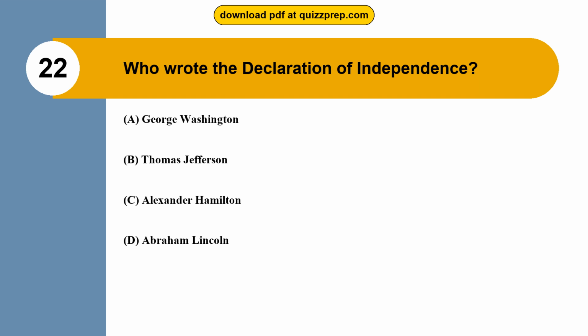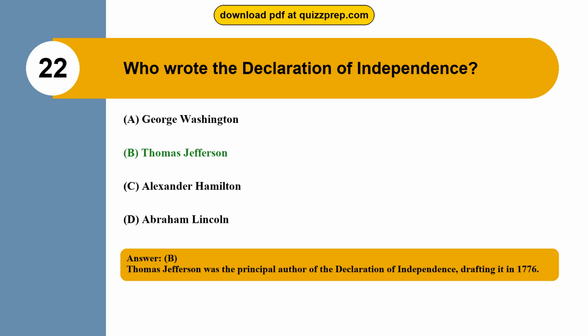Question 22. Who wrote the Declaration of Independence? Option A, George Washington. Option B, Thomas Jefferson. Option C, Alexander Hamilton. Option D, Abraham Lincoln. The correct answer is option B, Thomas Jefferson. Thomas Jefferson was the principal author of the Declaration of Independence, drafting it in 1776.